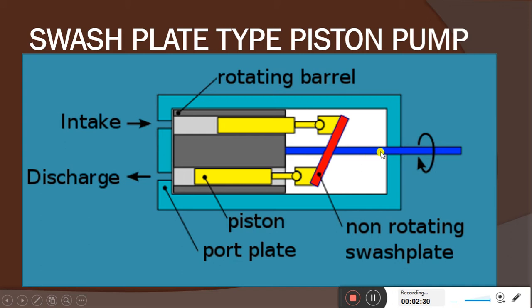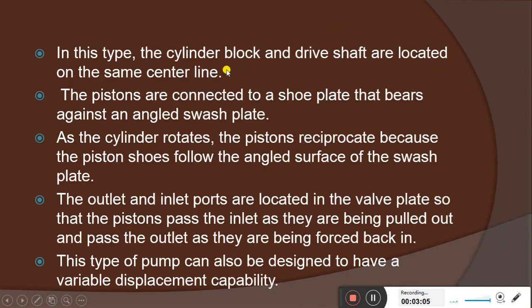This is the driving shaft, which supplies the rotating movement to the rotating barrel, and because of that, the barrel rotates. The light blue colored part is considered the casing of the swash plate piston pump. You can see the axis of the rotating barrel, or rotating cylinder block, is concentric with the driving shaft. This is the inlet port and this is the outlet port. In this type, the cylinder block and drive shaft are located on the same center line, where it is going to rotate.